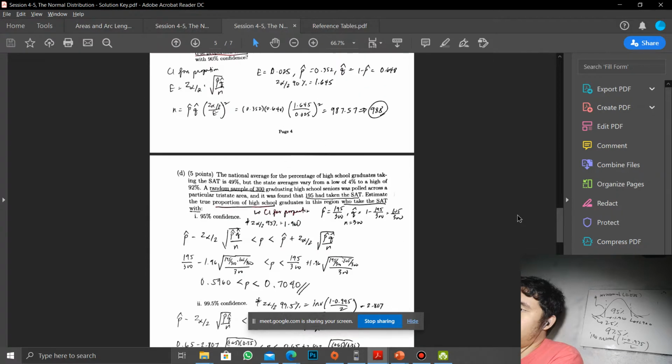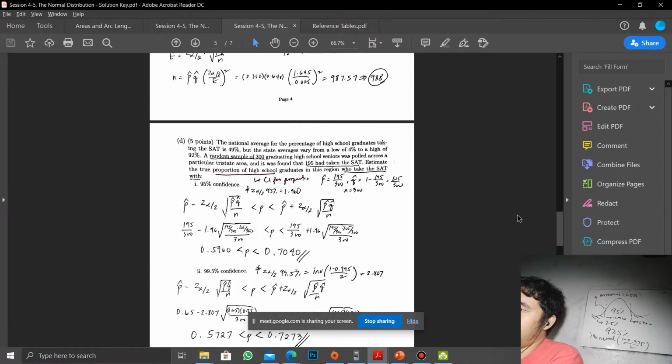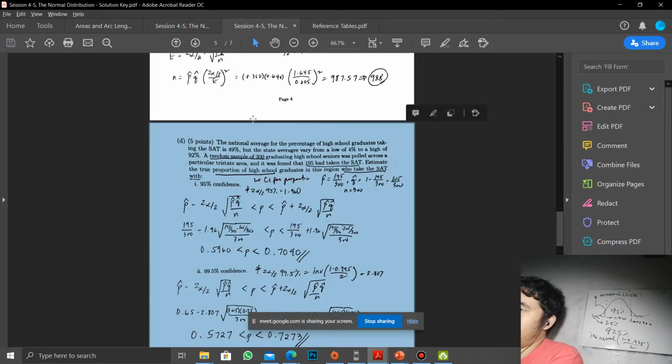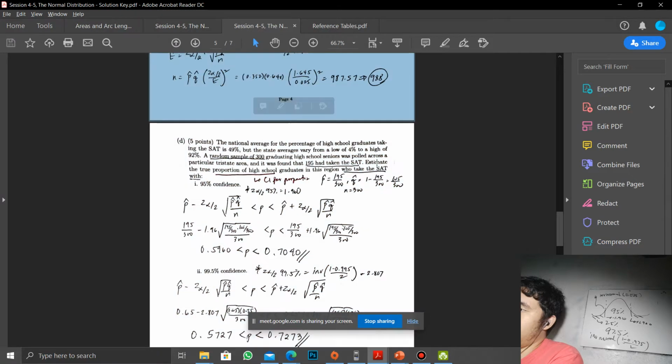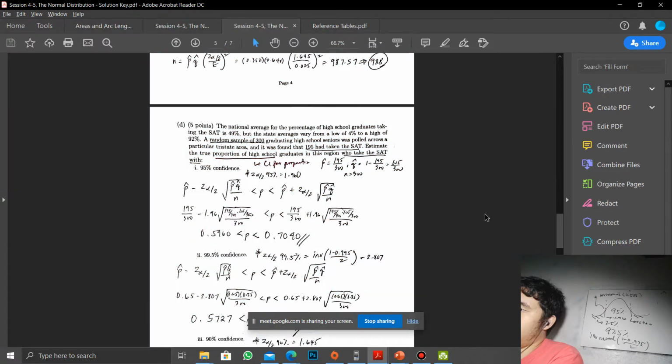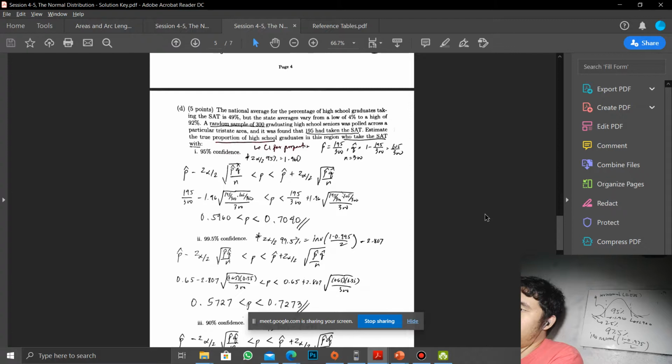Next, letter D. Proportion, true proportion of high school graduates who take the SAT. Ito raw yung pampalito lang iba. Ito yung pinaka-important. Ayan, true proportion. So, get P hat, 195 over 300. Q hat is 1 minus P hat, so 105 over 300.